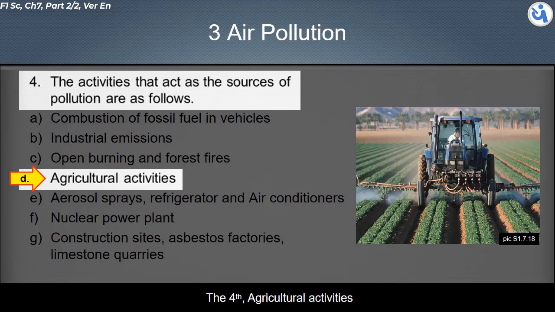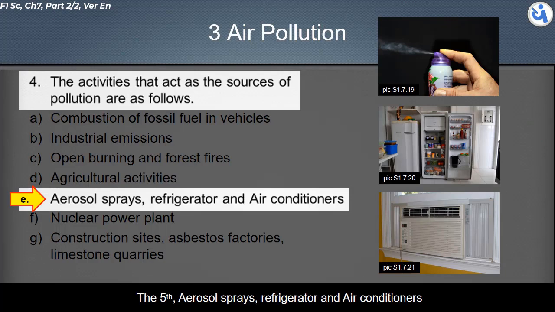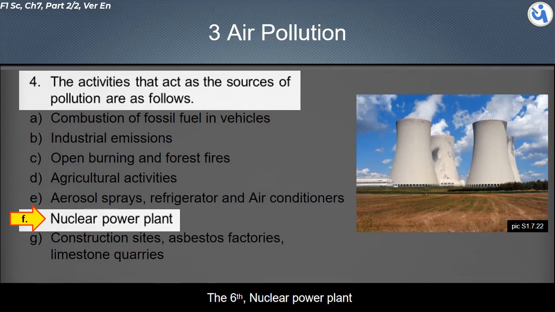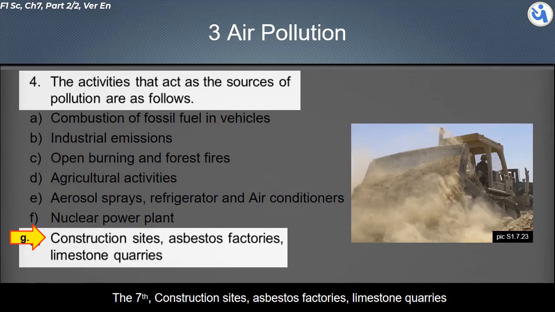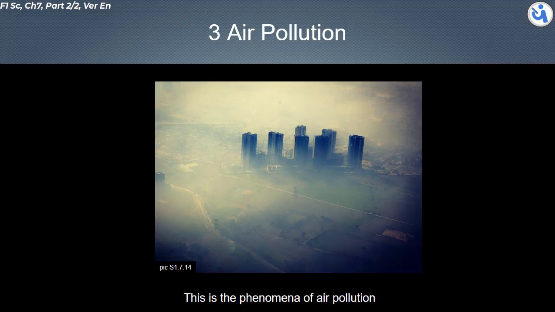The fourth is agricultural activities. The fifth is aerosol sprays, refrigerators, and air conditioners. The sixth is nuclear power plants. The seventh is construction sites, asbestos factories, and limestone quarries. These are the sources of air pollution.